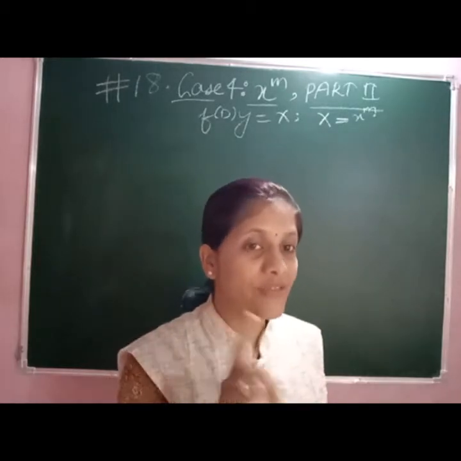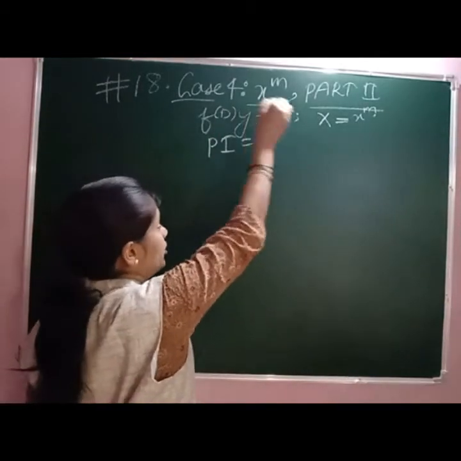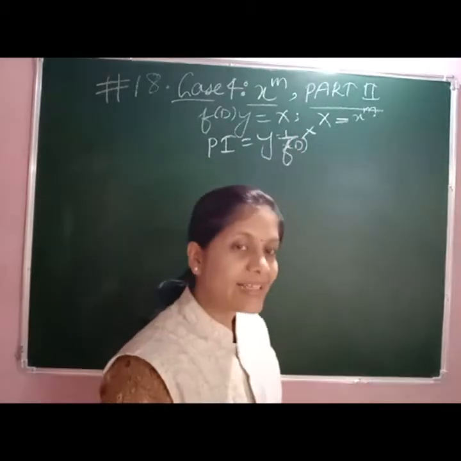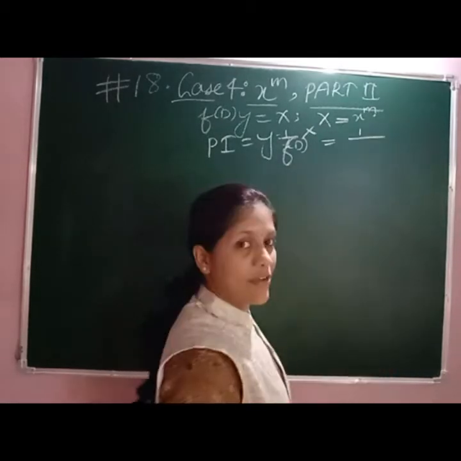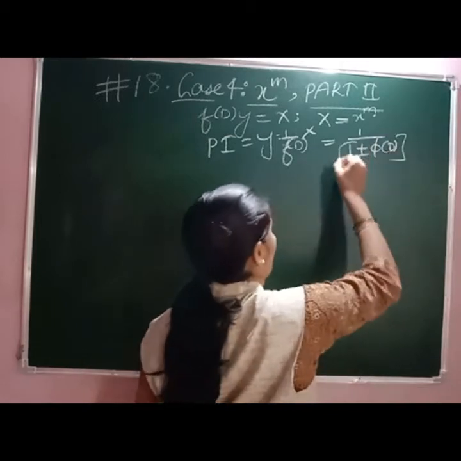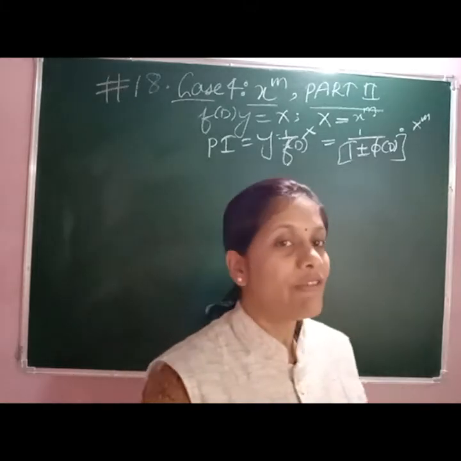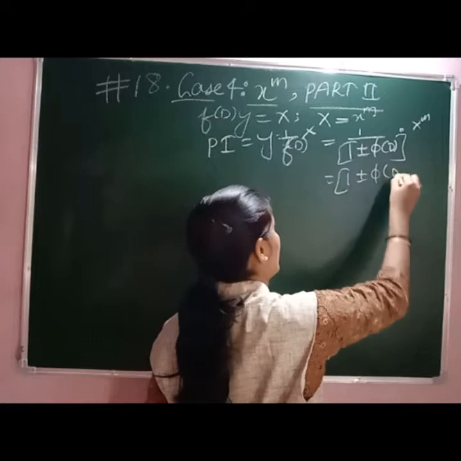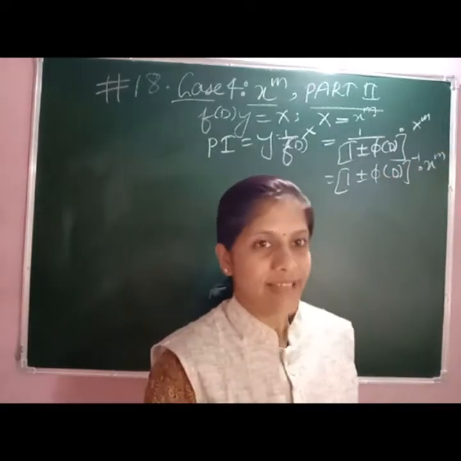So f(D), how do we write it? In the form 1 plus or minus phi(D), right? So PI is nothing but y, and y is 1 upon f(D) of x. When capital X is in the form x raised to m, we have to express f(D) in the form 1 plus or minus phi(D). So this can be written as [1 plus or minus phi(D)] whole inverse of x raised to m. Whichever is appropriate, we have to use.